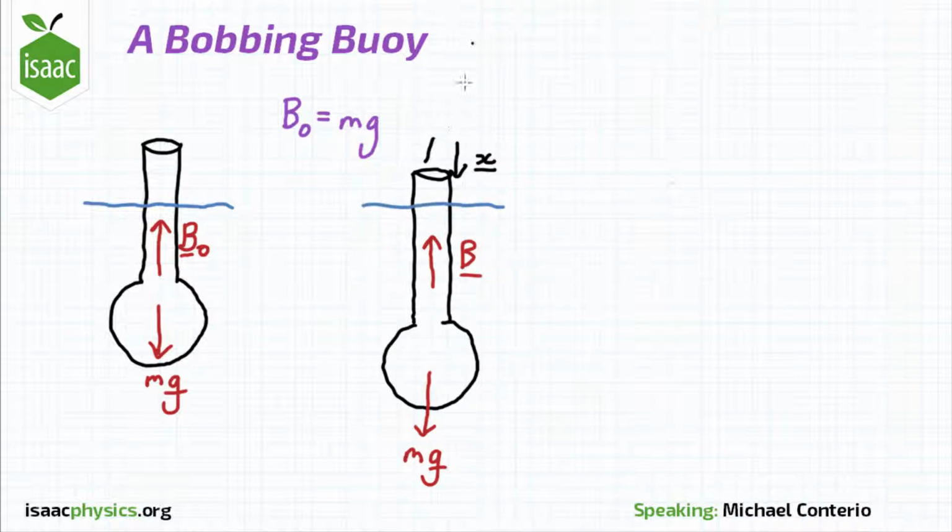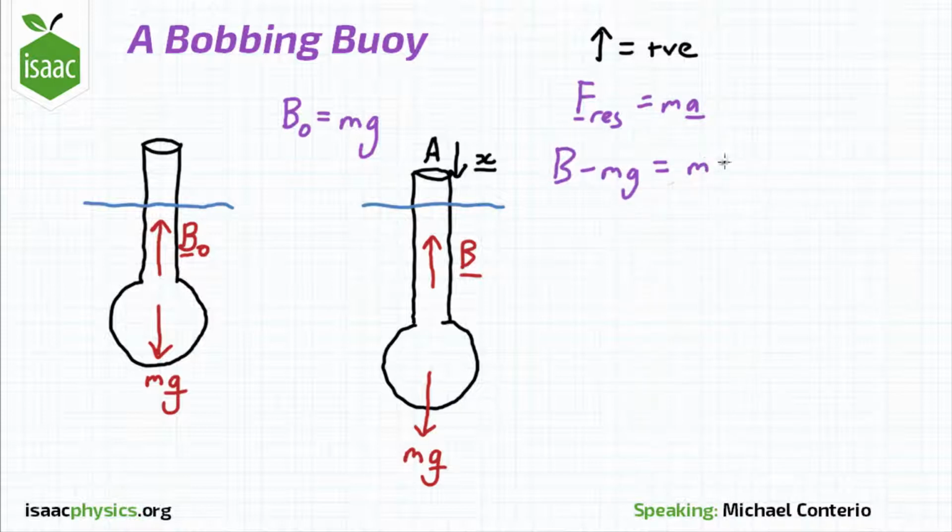In order to calculate the buoyancy, we need to use the fact that the cross-section of the chimney is an area A. Taking upwards as positive, from Newton's second law of motion, we know that the resultant force is equal to the mass times the acceleration. This gives b minus mg is equal to ma.